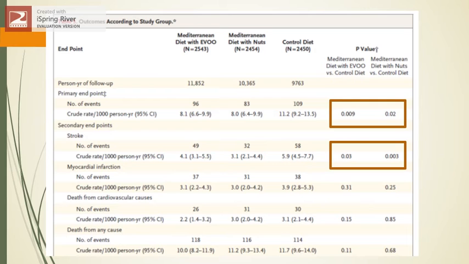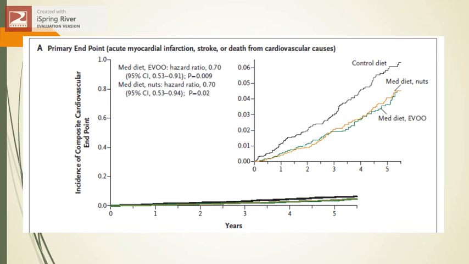For stroke, you see the same thing. There's a higher risk of stroke here in the control group compared to either this Mediterranean diet group or this Mediterranean diet group. However, if you look at myocardial infarction or death from cardiovascular causes or death from any cause, there was no relationship between the diet and the outcome. So it does seem to have some effect. It's not super strong, it looks like, but there is. This is really showing basically the same thing.